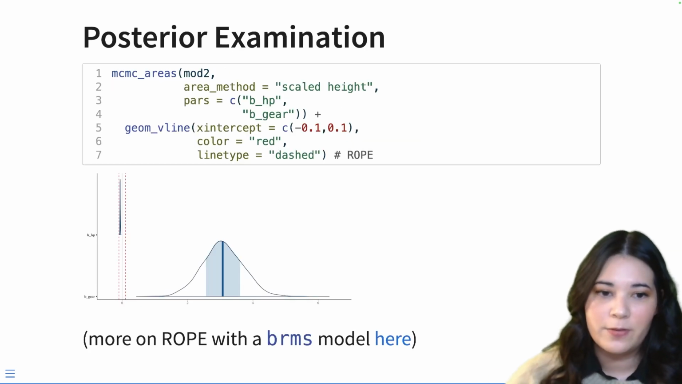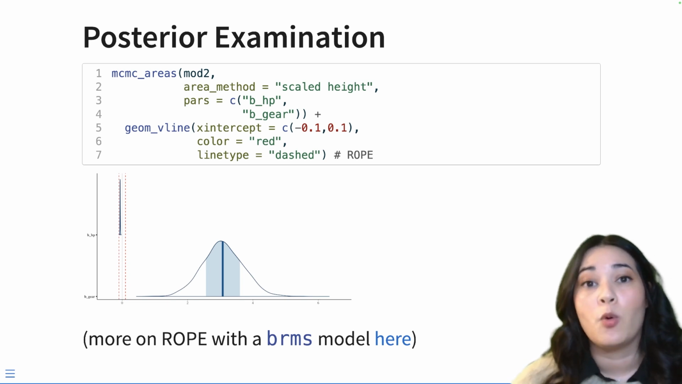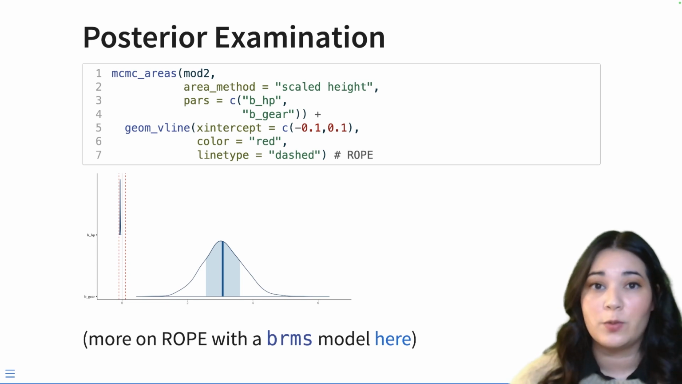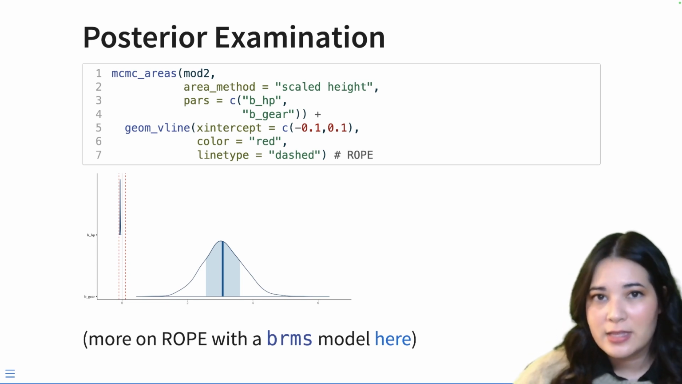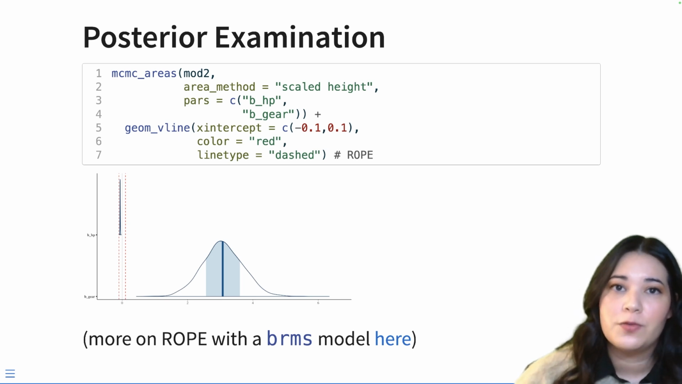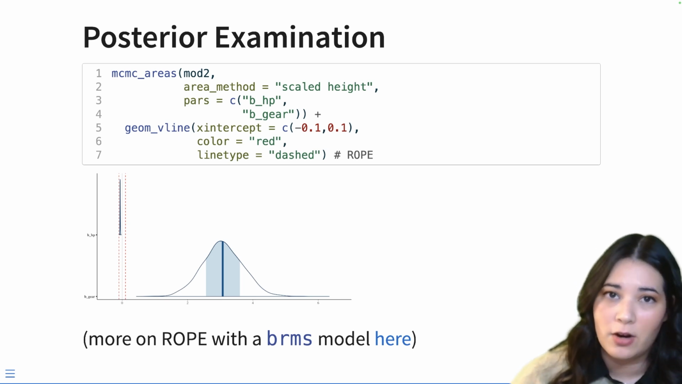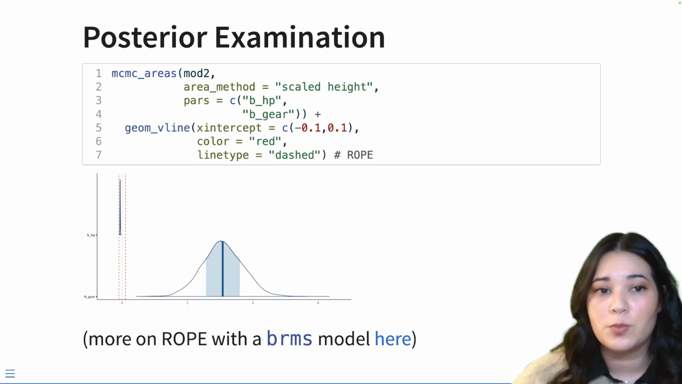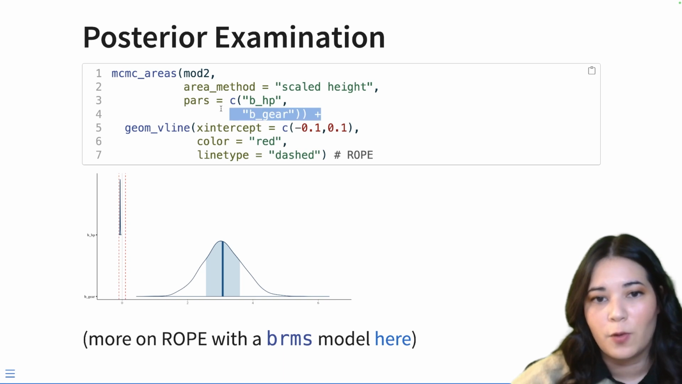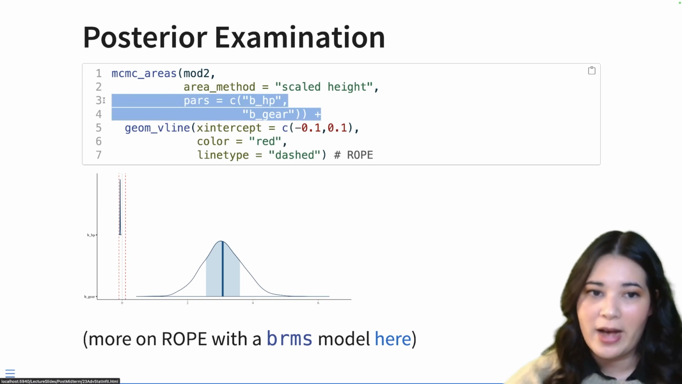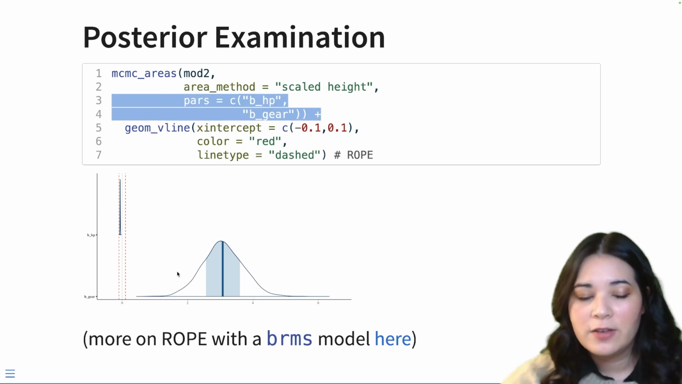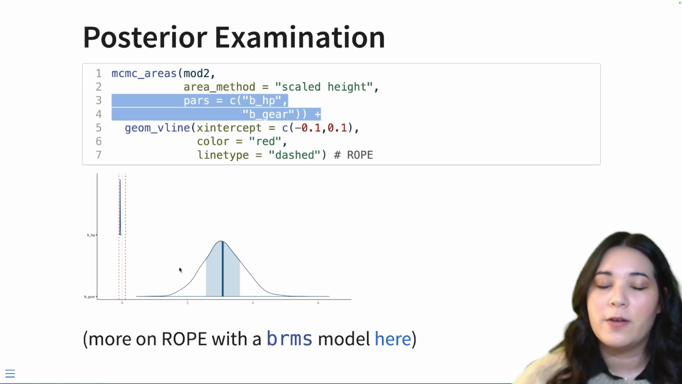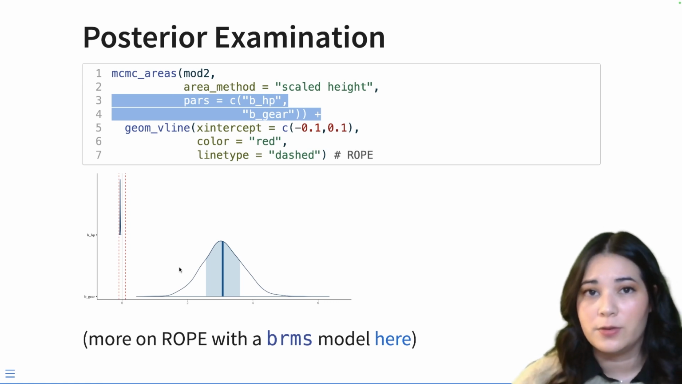And now that we have our fitted model, we might want to focus in more specifically on whatever it is that we're interested in. For instance, let's say we're interested in parameter estimation for the two coefficients in our regression model. I can use the MCMC areas function, give it my fitted model, and allow it to plot just the parameters for my coefficients for horsepower and gear, and it will give me this density plot of the posteriors for each of those values.